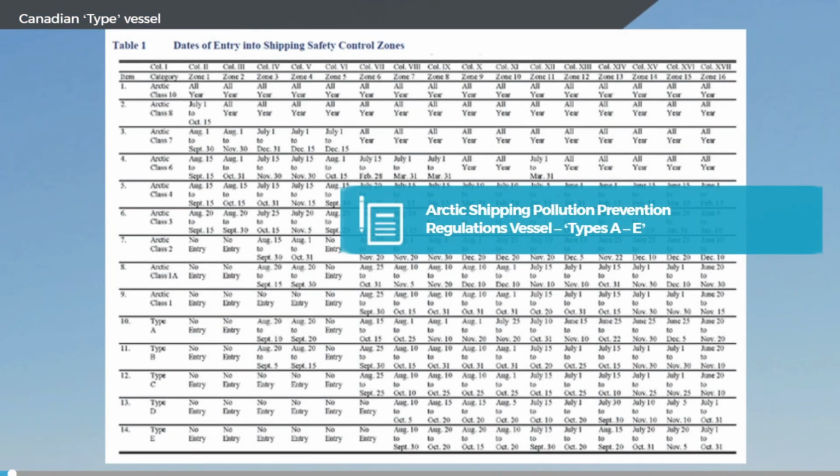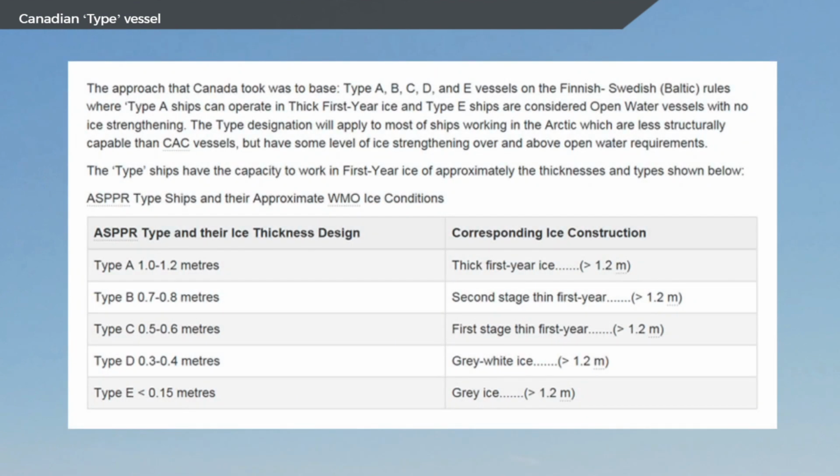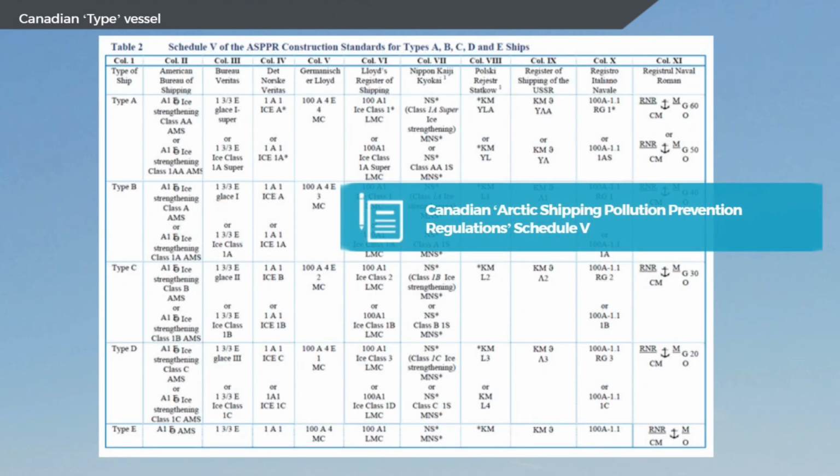The Canadian government devised a system where the Arctic is divided into zones that are navigable by certain types of vessel and at certain times of the year. The table shows the 9 Arctic classes and 5 type classes with corresponding zones and dates. A type class vessel is a vessel ice-strengthened for navigation in ice-covered waters, but not for ice breaking. There are 5 type ships defined by the Canadians and a table to allow comparison of ice classification society notations and Canadian type.